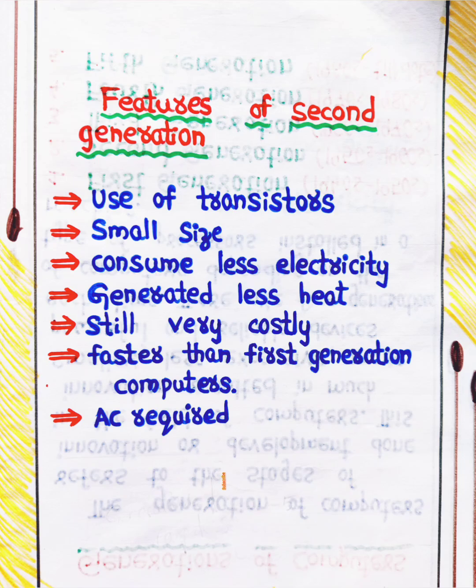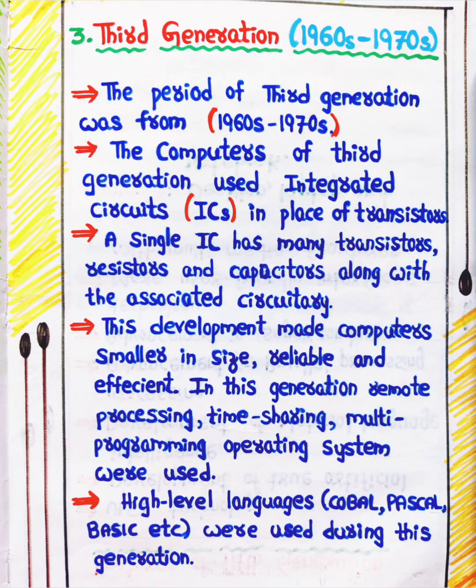Features of second generation: use of transistors, small size, consume less electricity, generated less heat, still very costly, faster than first generation computers, AC required. These are some features of second generation of computers.